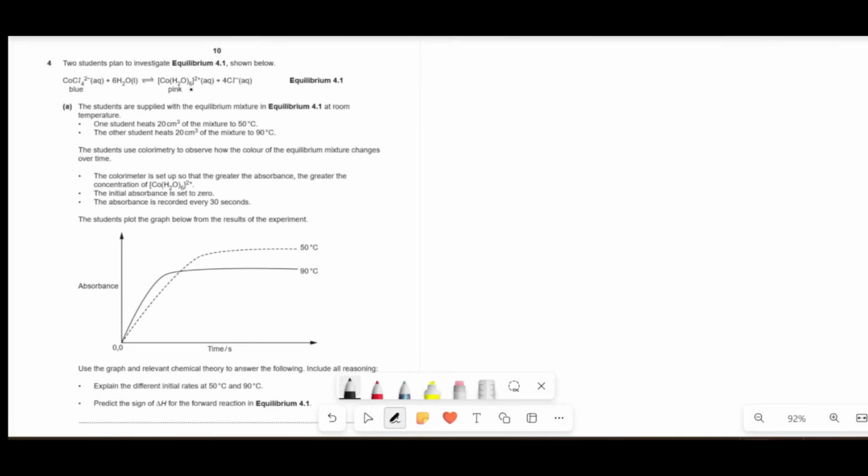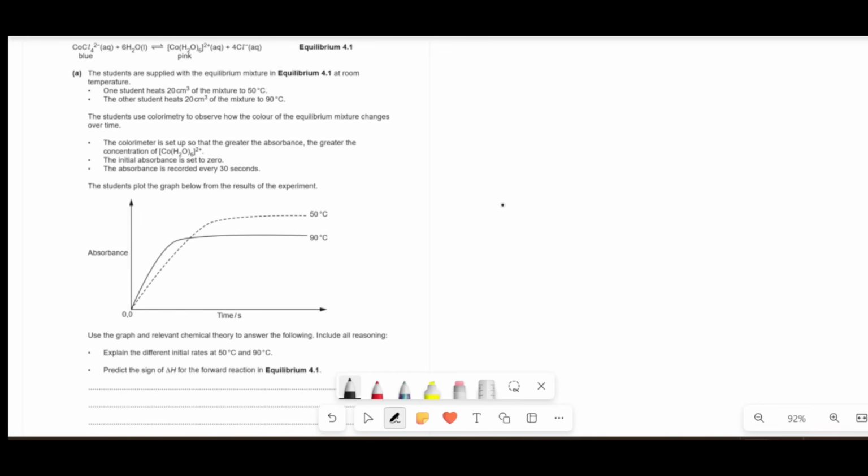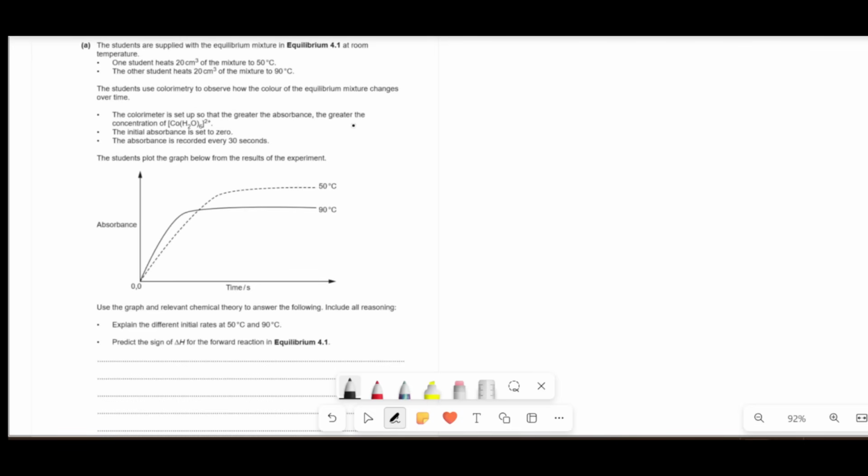So now it says two students plan to investigate this equilibrium shown below. So we've got CoCl4, which is blue, plus H2O, and it goes to Co(H2O)6 and so on, right? The students are supplied with the equilibrium mixture at room temperature. One student heats 20 centimeters cubed of this to 50. The other heats 20 centimeters cubed to 90. The students use colorimetry to observe how the color of the equilibrium mixture changes over time. The colorimeter is set up so the greater the absorbance, the greater the concentration of Co(H2O)6.